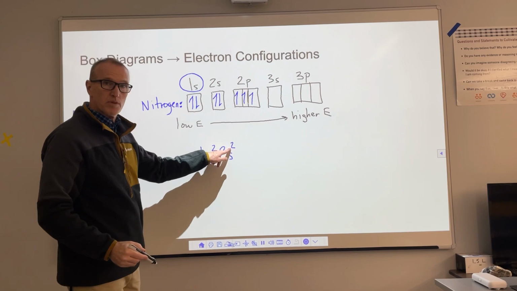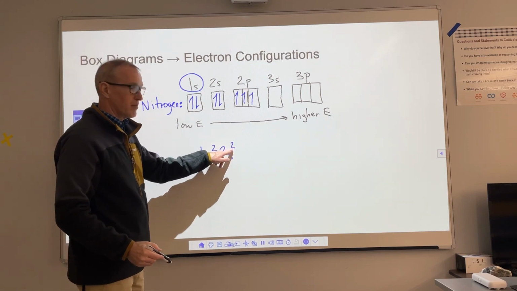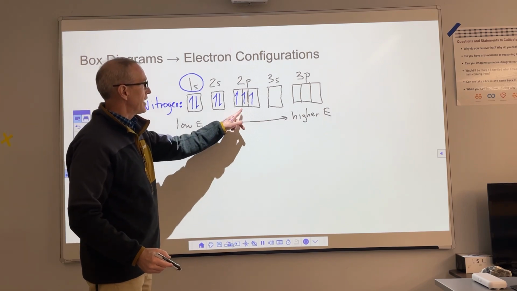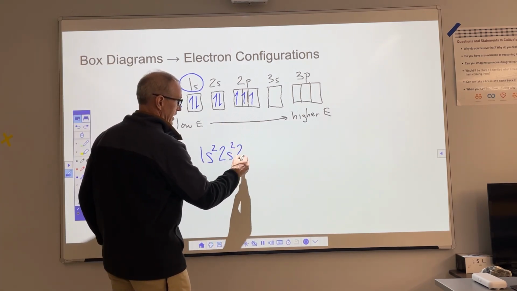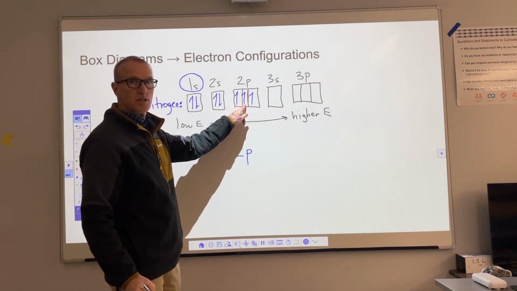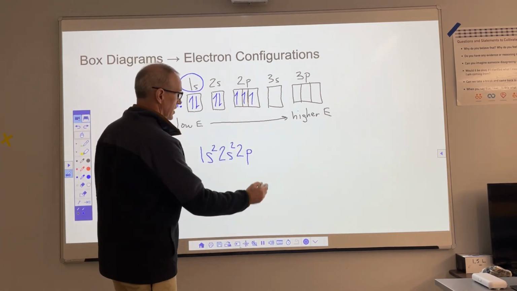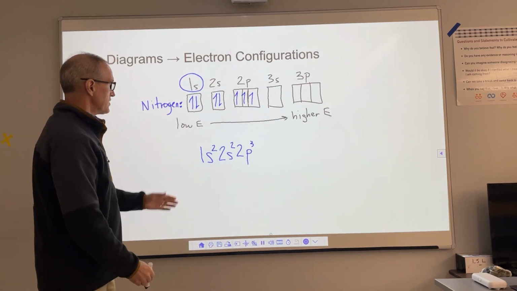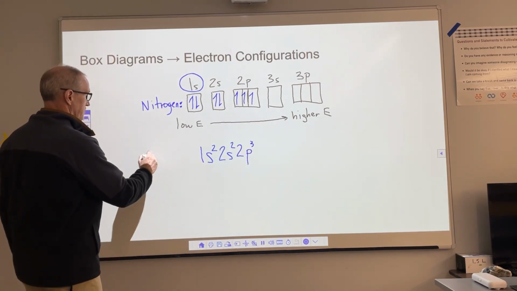The second main energy level, no space between them, s sublevel, has 2 electrons. So I use a superscript again to show the number of electrons in the s sublevel of the second main energy level. Then I go on to the second main energy level, p sublevel, where there are 1, 2, 3 electrons. So my superscript is 3. So this is the electron configuration for nitrogen.